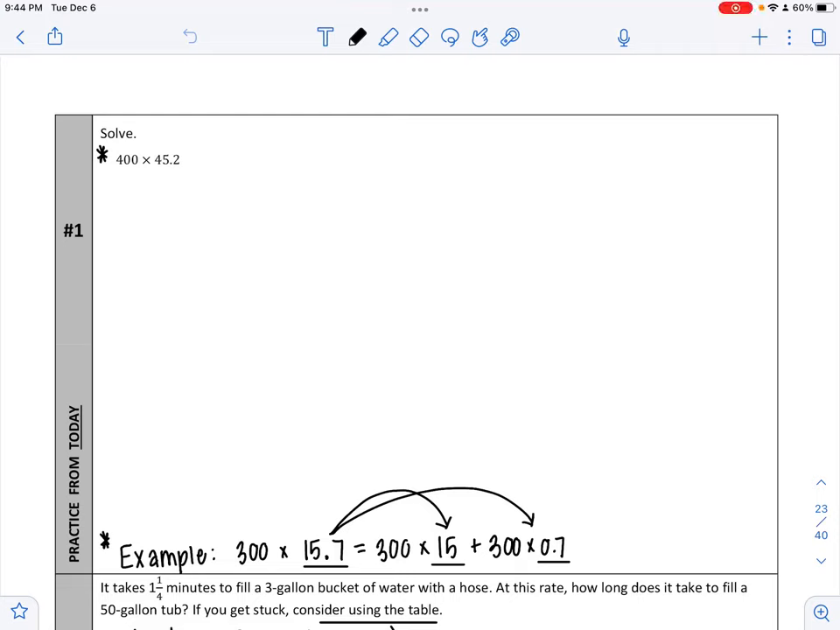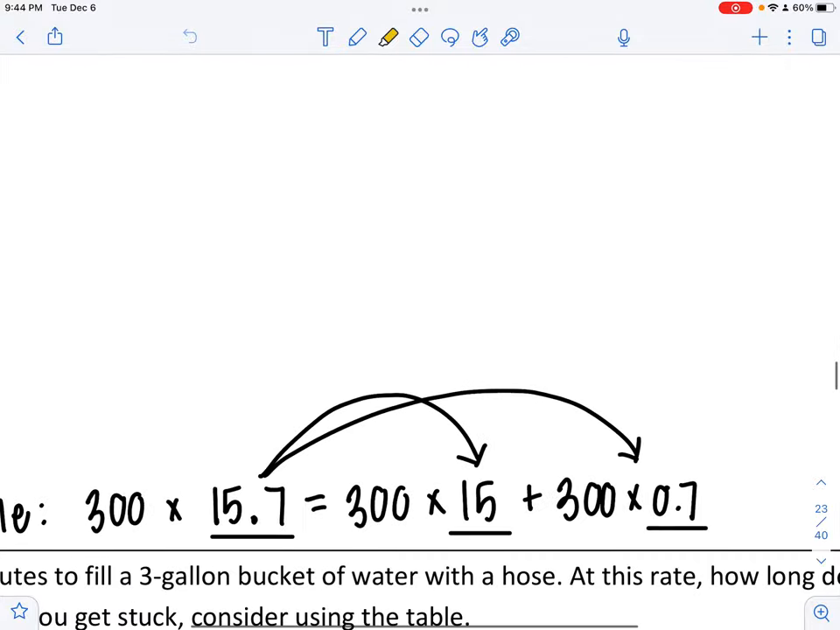This video covers Tuesday's homework from December 6th from Morehouse. In the first question, you're being asked to multiply whole number 400 by 45.2. I gave you an example at the bottom of the page that I'll explain more here.